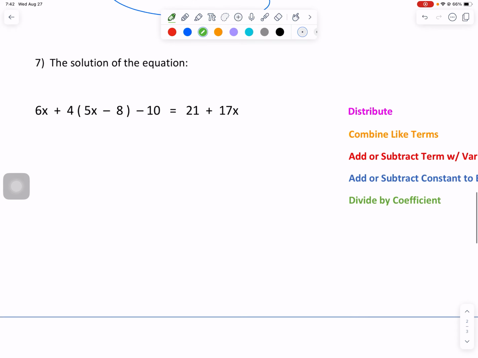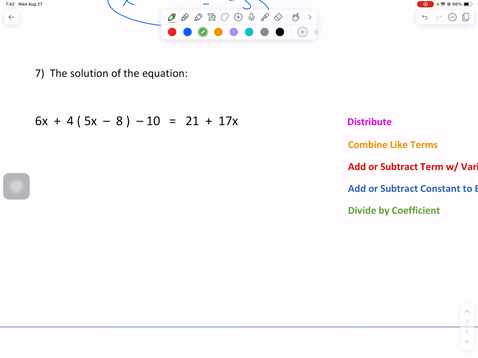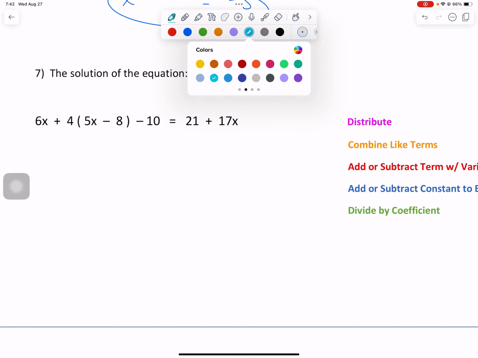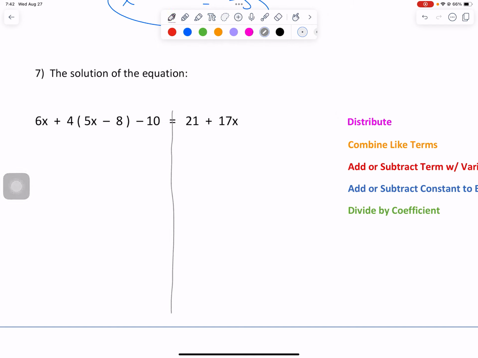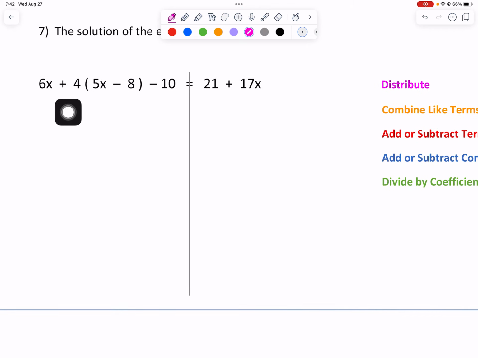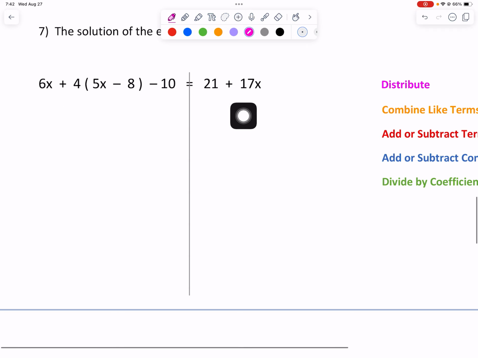All right, let's cruise along to number 7. First step in pink here, we are going to distribute. But let's read it together first. And also, guys, I'll go ahead and give you the left side and right side. All right, we have 6x plus 4 binomial 5x minus 8 minus 10 equals 21 plus 17x.